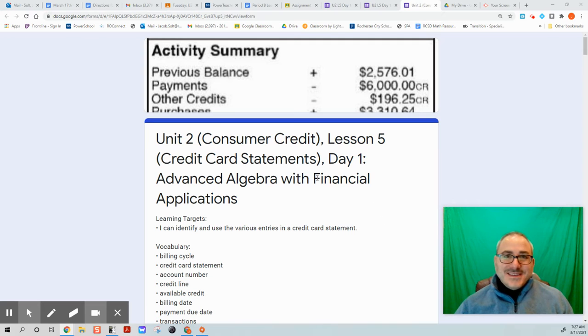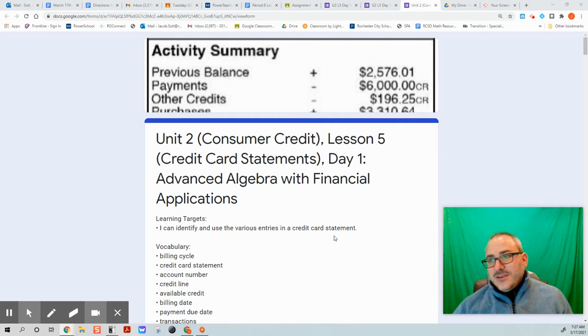We're moving past the intro to credit cards, and we're doing credit card statements now. This lesson should be lesson six. Sorry, I should fix that. And we're doing day one, and it's credit card statements.